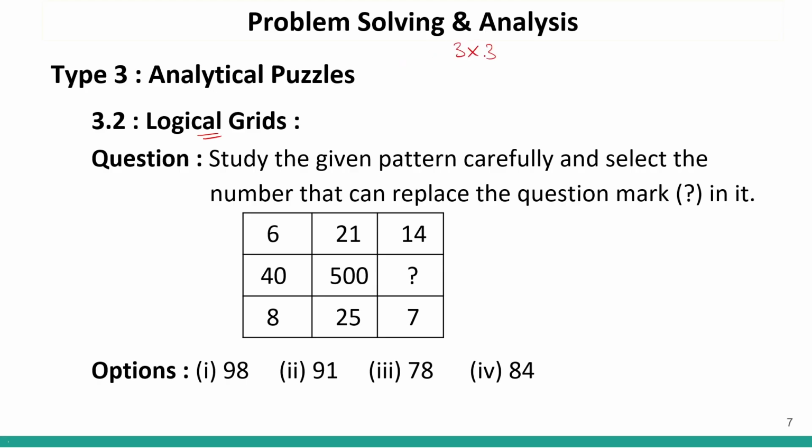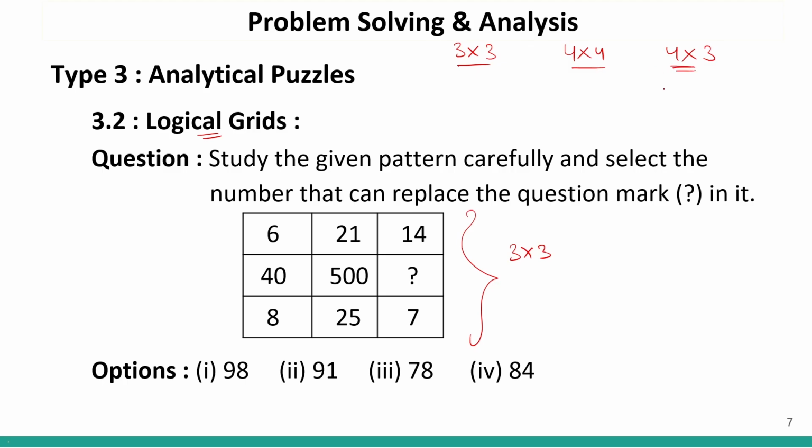You can get a 3 into 3 grid, a 4 into 4 grid, or a 4 into 3 grid. What do you mean by that? This is a 3 into 3 grid. 3 into 3 grids means 3 columns and 3 rows. Similarly, a 4 into 4 grid will have 4 columns and 4 rows.